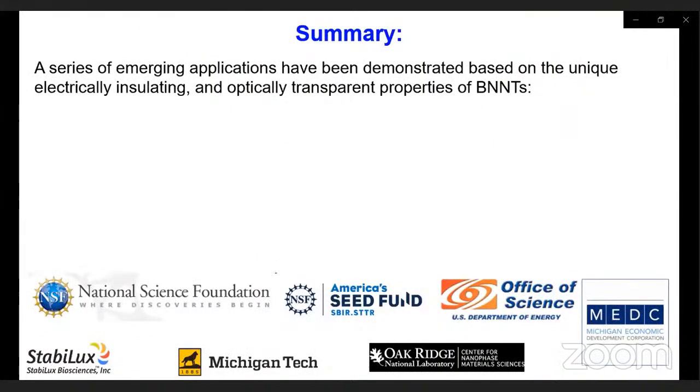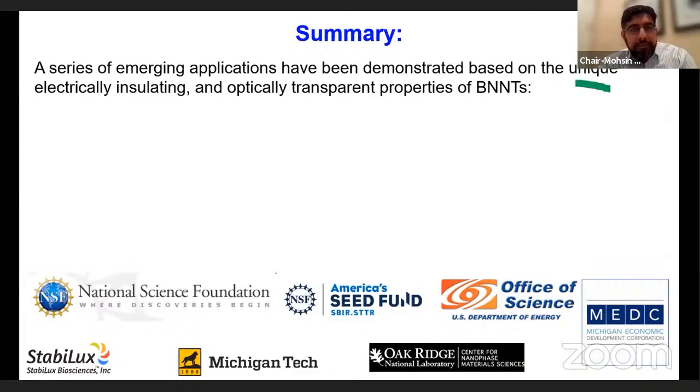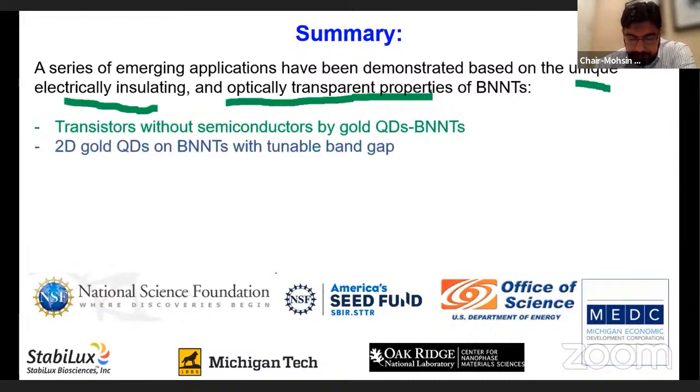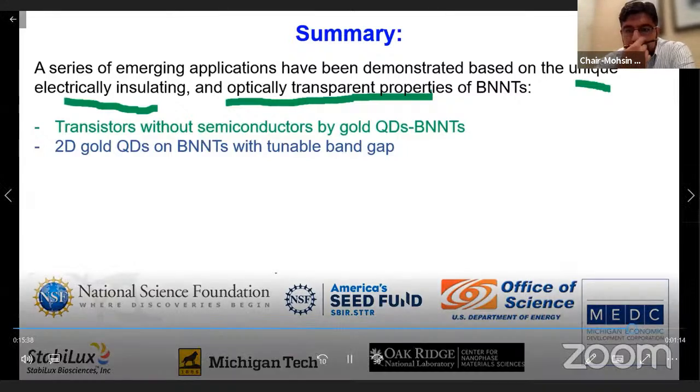Alright, in short, this is the summary. A series of emerging applications have been demonstrated based on the unique electrically insulating, optically transparent properties of boron nitride nanotubes. So we have discussed a transistor with a semiconductor made by gold nanoparticles coated on boron nitride nanotubes. We have also discussed the discovery of 2D gold quantum dots on boron nitride nanotubes, and they have a tunable optical bandgap in the visible spectral range.